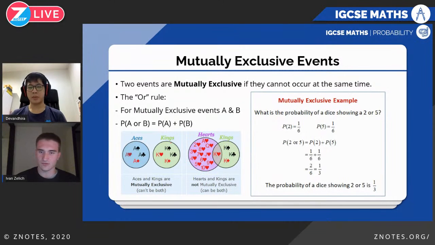You can figure this out if you roll a dice, for example, as it says here: what's the probability of having a 2 or a 5? You can't have 2 and 5 together, right? So that's why in this case it's mutually exclusive. But it is important to think about that before you just add probabilities as they come.